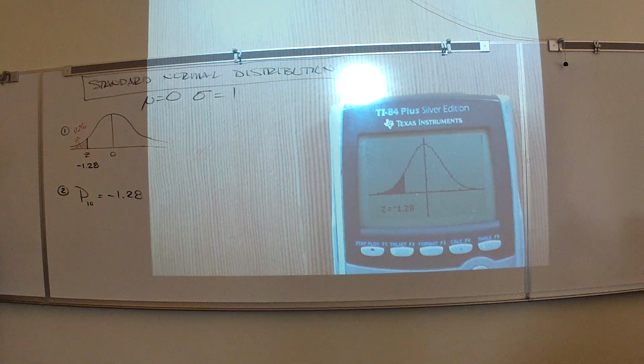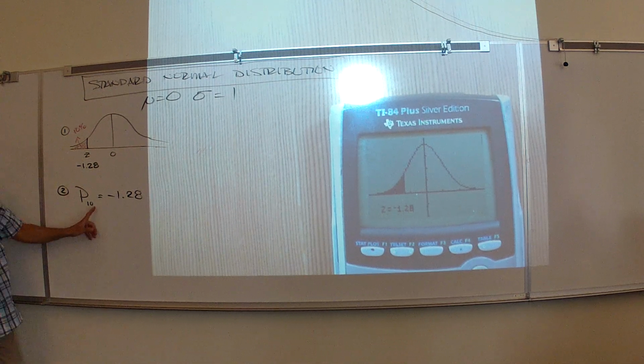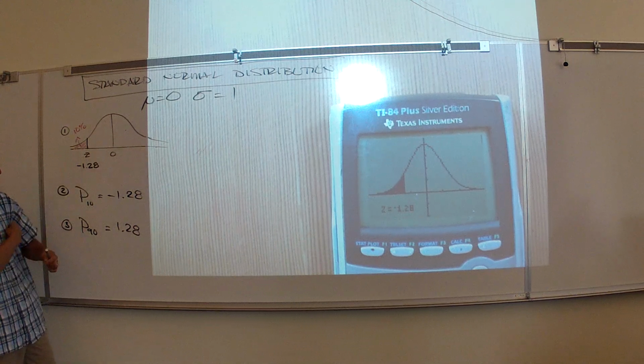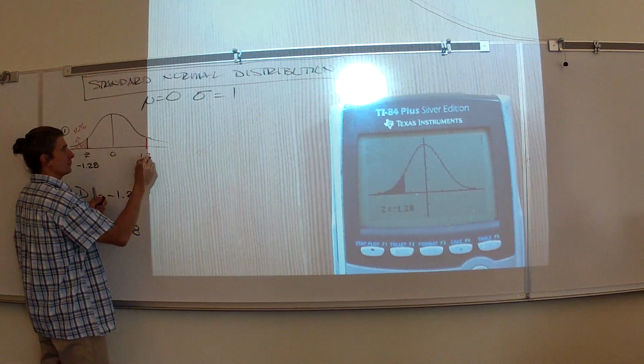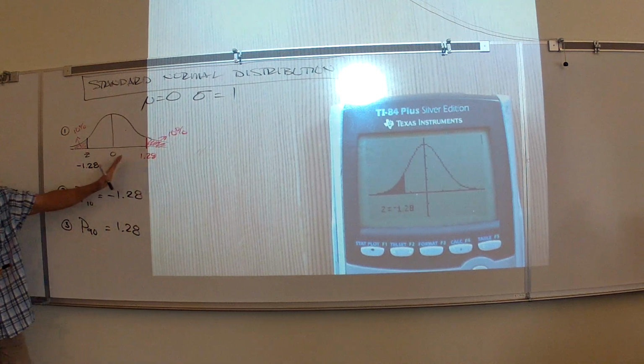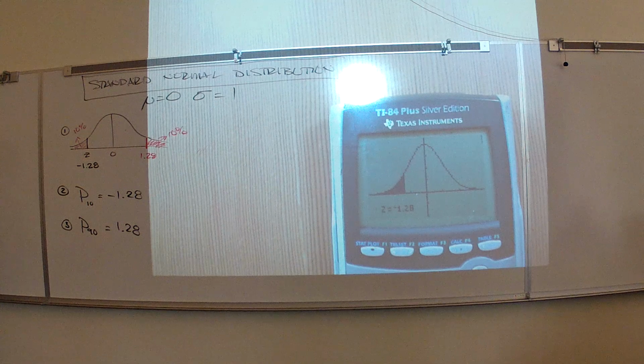Doesn't it have to be? It has to be negative 1.28 because that's the z-score below which 10% of the area is. So if you said what's the 90th percentile, that would have to be positive 1.28. Let's make sure we understand why. If I put a positive 1.28 out here, that would mean there would be 10% above it, which means that 90% is below it. It's the 90th percentile. Fair enough?